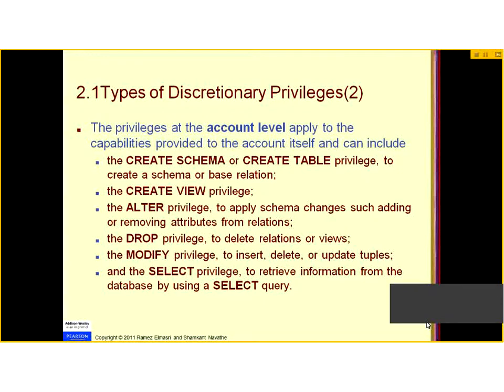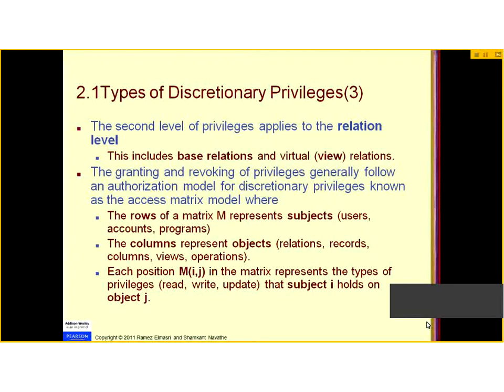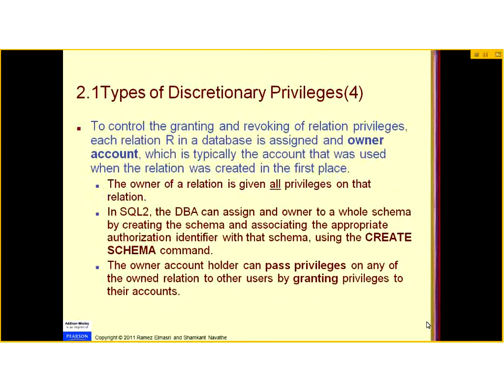The privilege at the account level applies to the capabilities of the account, and the privileges can be to create schema, to create view, to alter, or to drop. So these are the privileges which are provided. The second level of privilege applies to the relational level, so you can include base relations and views as well. You can provide privileges based on the rows and columns of a matrix, and you can create a matrix for those privileges.